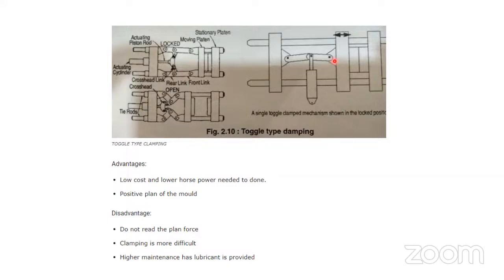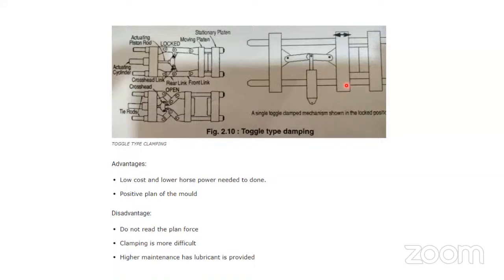Therefore, there may be wear and tear in the systems. Deflection of the platen will take place. Here, more lubricant is required, because it should move smoothly. Therefore, more lubricant is required in this case.